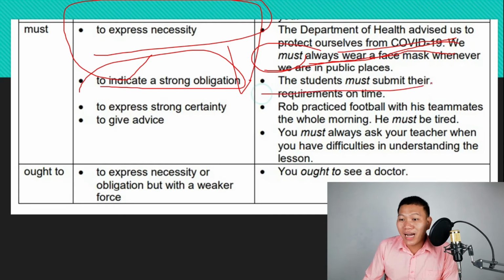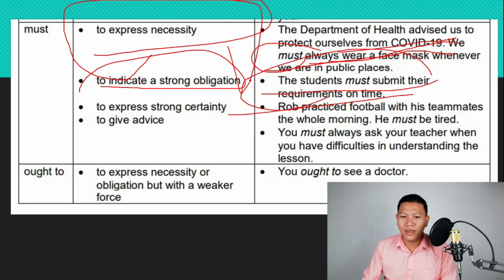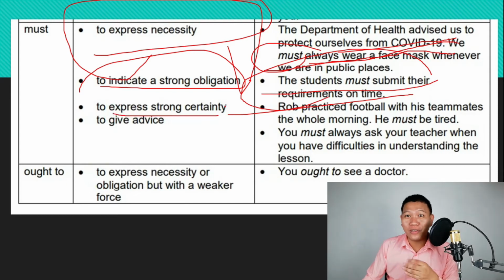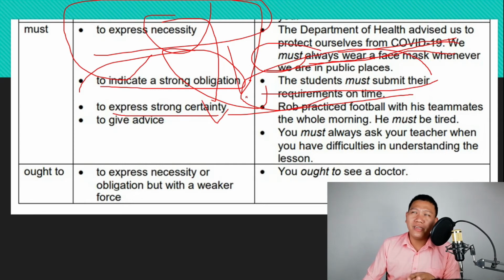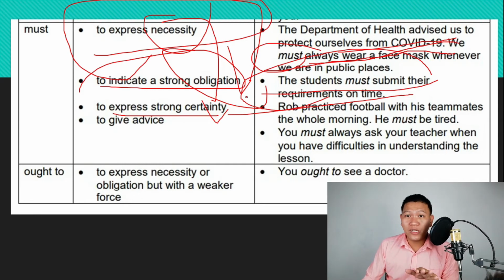The students must submit their requirements on time. To express strong necessity, obligation, strong certainty. So when we use must, the degree or level it expresses when it comes to necessity is very high.